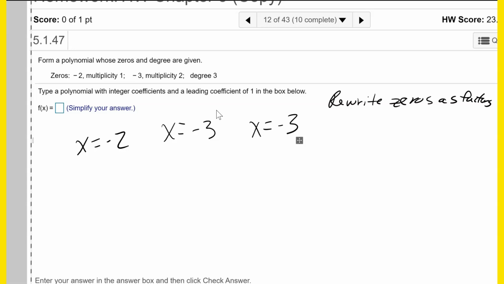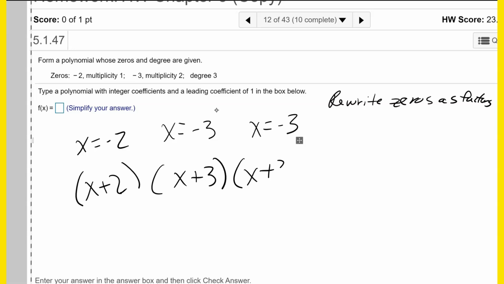All right, so x equals -2. How do I write that as a factor? I move the -2 back over there with the x. So x plus 2 is going to be the factor for that. What about x equals -3? It's going to be x plus 3. And since that occurs twice, I'm going to have x plus 3 occurring twice in the factorization. Now, I just distribute everything.